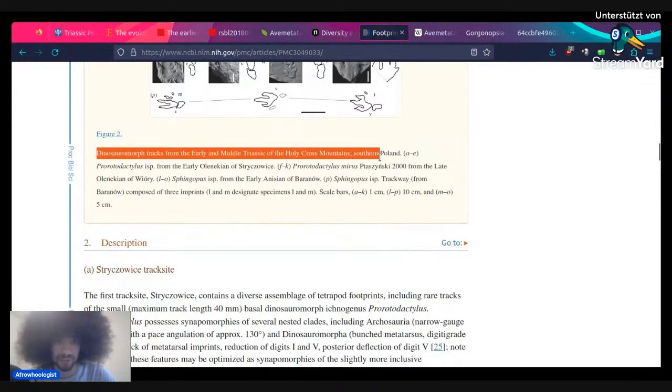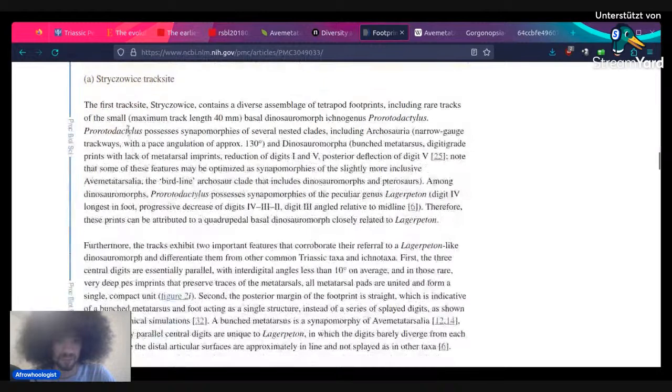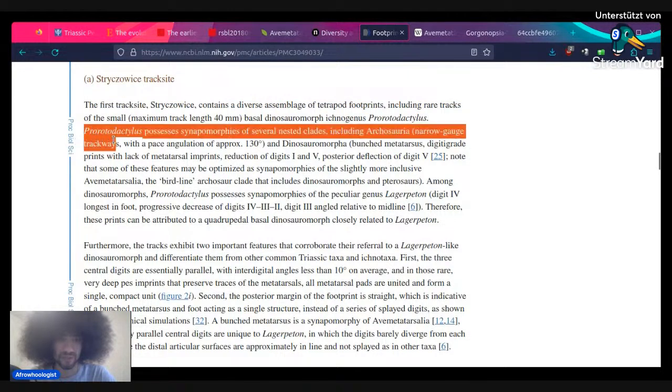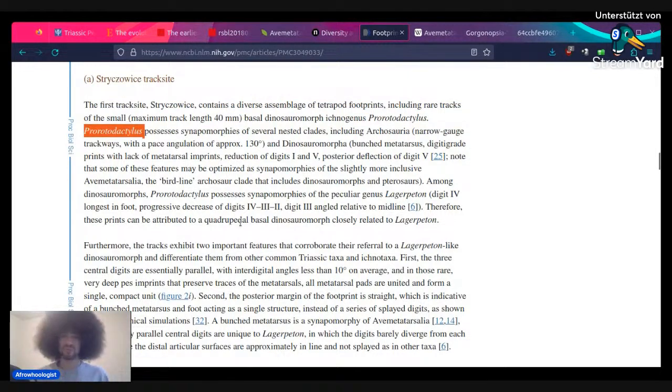So, early middle Triassic, Holy Cross Mountains of southern Poland, Protoptodactylus from the early Olenekian, not going to pronounce that, a trackway composed of imprints. It's hard to say. They think it's Protoptodactylus, but again, with trace fossils, you never actually know. Without a body fossil to go along with it, you don't know if the trace fossil is definitively that animal. You don't know if it's an animal you haven't discovered yet that is still in the fossil record. You don't know if it's just another animal.